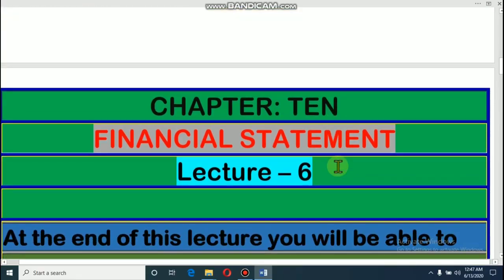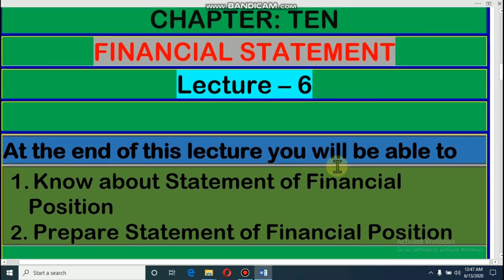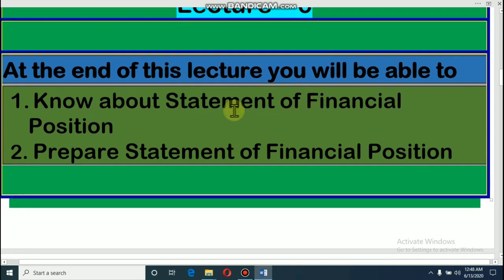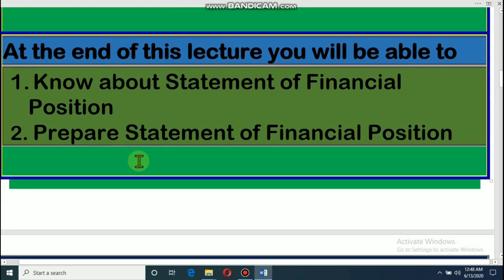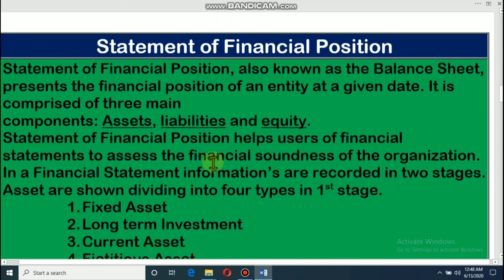Today we will discuss chapter 10, and chapter 10 is financial statement. This is our 6th lecture on this chapter. Dear student, at the end of this lecture you will be able to know about the statement of financial position and you can prepare the financial position. Dear student, now come to our class.